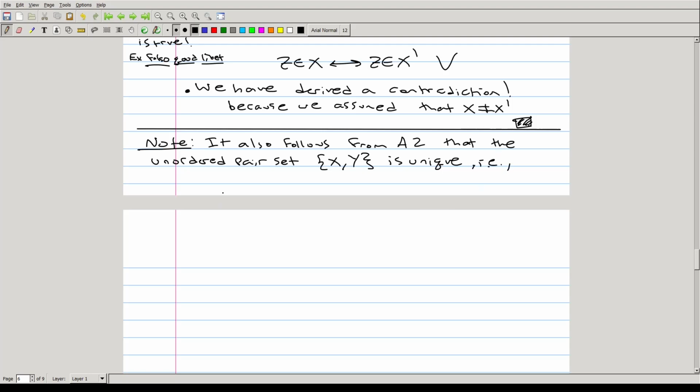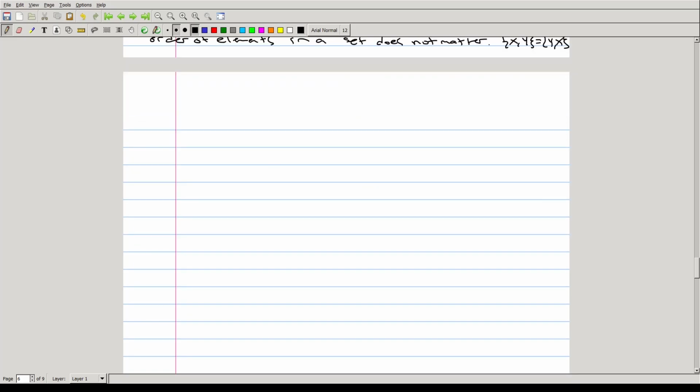In other words, the order of listing of elements in a set does not matter. The set x comma y is the same thing as the set y comma x. And this will make a little bit more sense once we define what a pair set is and how to actually construct it. But we'll see a little bit later on in the lecture that we can form ordered pair sets as well. We have a slightly different notation for these though. So let's continue to move on.